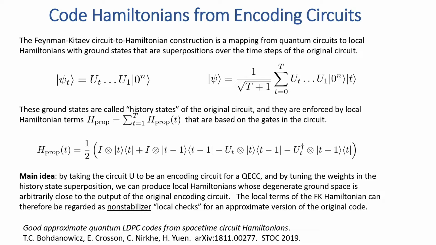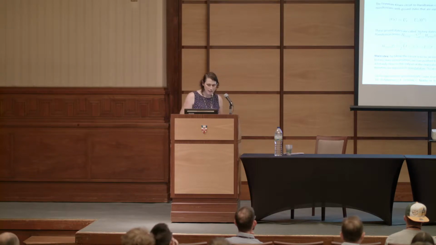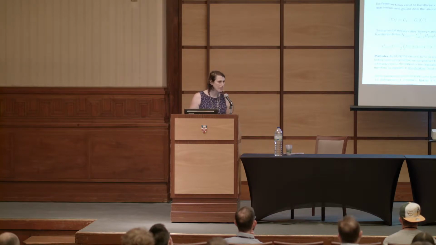So this is what these kind of circuit propagation terms look like based on the gates in the circuit. They say things like, as the clock increments from t-1 to t, you must apply the appropriate gate to connect those time steps in order to minimize the energy. So you take a sum of terms like this, and that is the local Hamiltonian. Those are the form of the local terms that we're going to call code checks. They're non-stabilizer local checks, and a lot of this talk will be expanding on what that means.